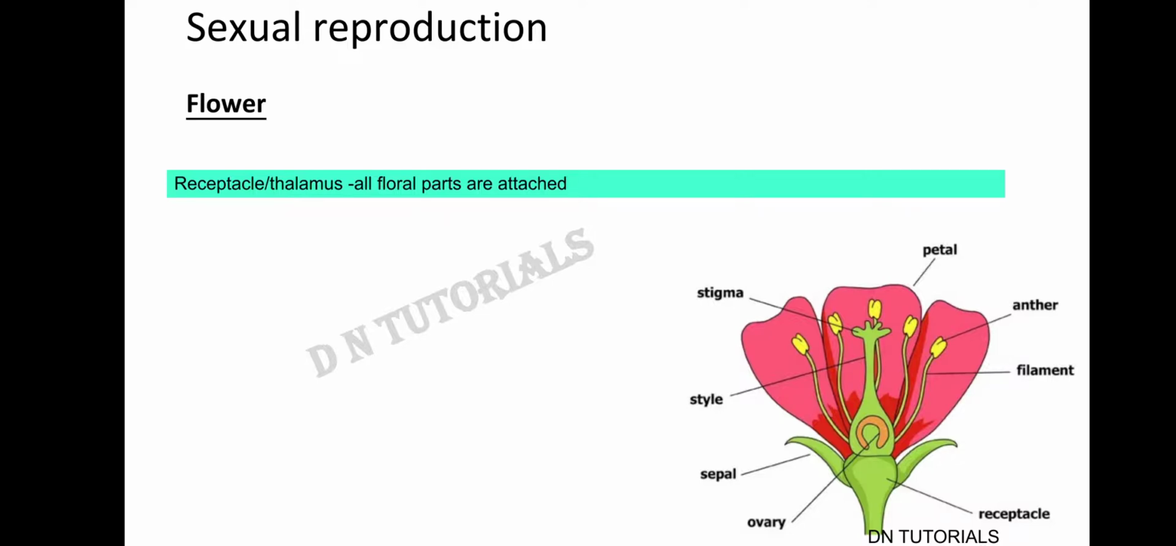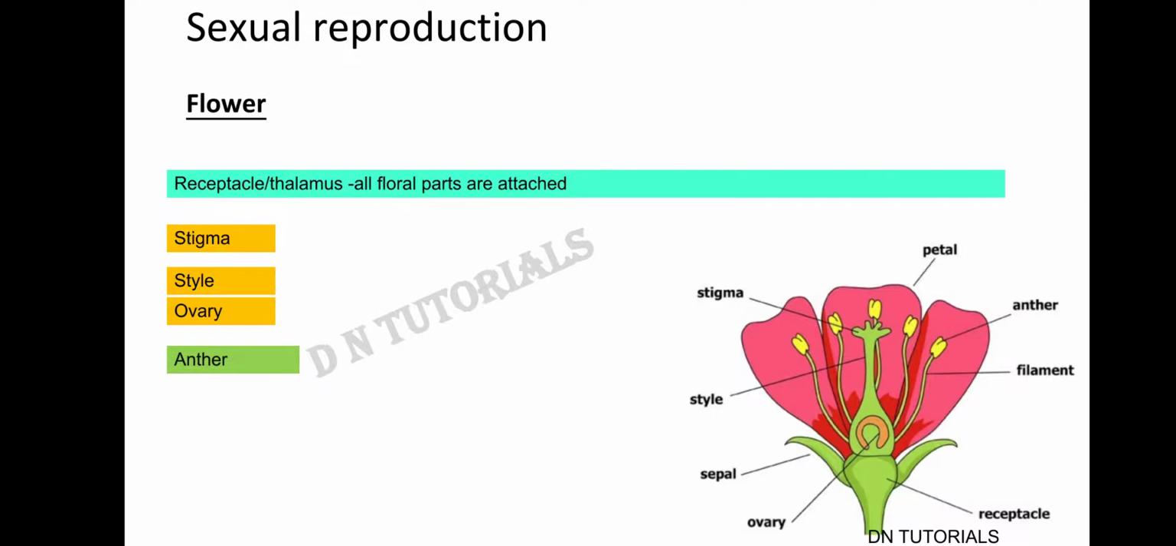The first part of the pistil is the stigma. Stigma is a knob-like structure which receives the pollen grain. The second part is the style. Style is a slender thread-like structure that connects your stigma to your ovary. Ovary consists of the ovule, and the ovule consists of the female gamete. Stigma, style and ovary together form the pistil.